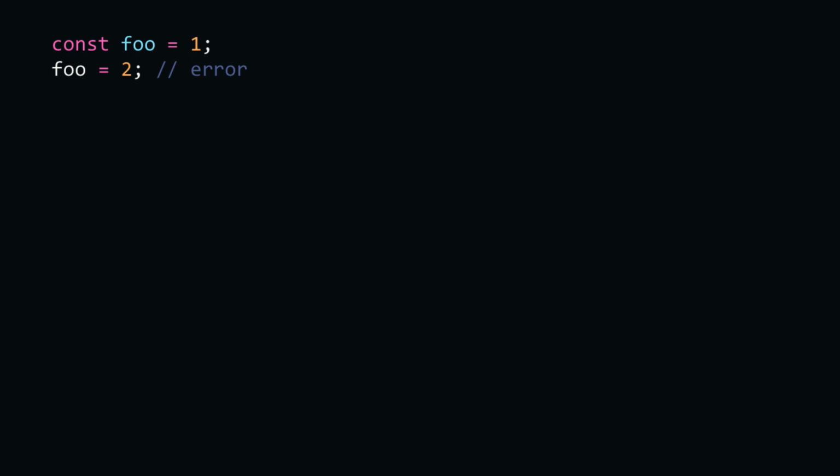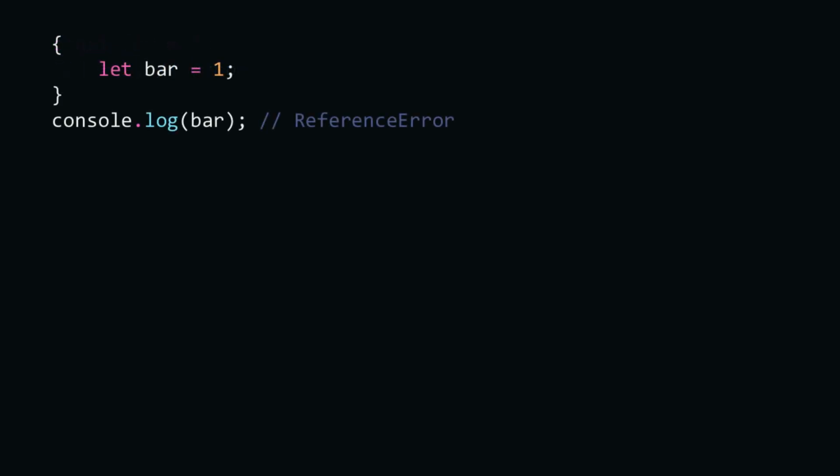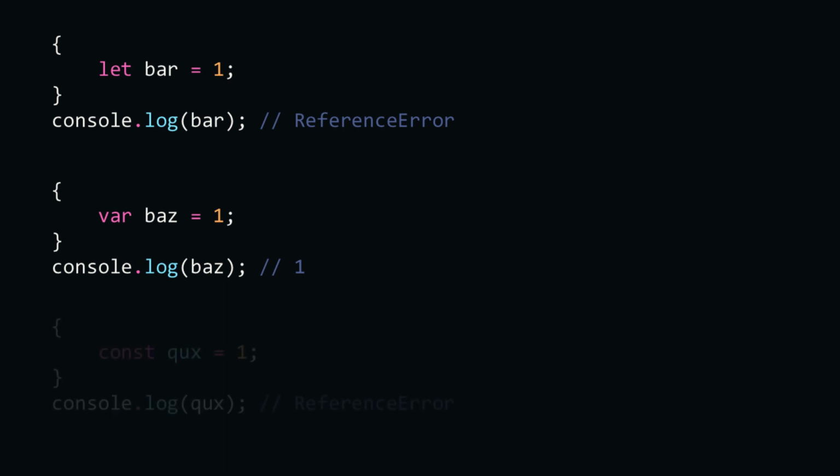What that means is that if you declare a variable as a let variable and try to use it outside of its scope, you'll get a reference error. But if you try to use a var outside of its scope, you'll get the variable's value. This behavior is a result of a mechanism called hoisting, which I cover in another lesson. Const is also block scoped, like let and unlike var, by the way.